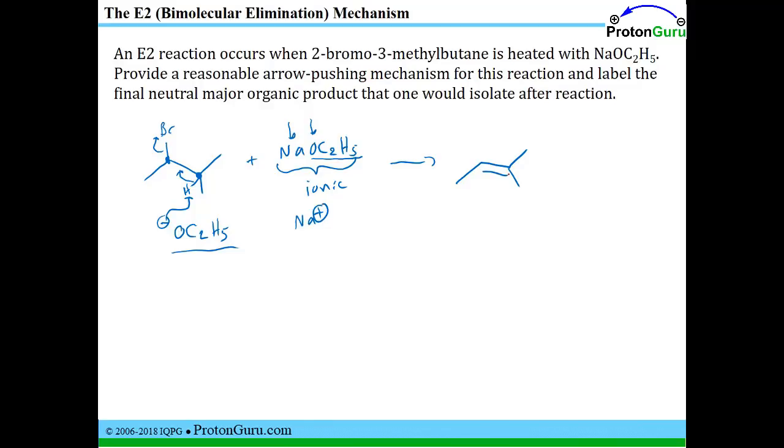Now the fate of the base with the ethyl group on it is that it became ethanol, and our spectator ion, sodium, is still floating around. Our leaving group bromide has been pushed off as an anion, and now we have a balanced equation.